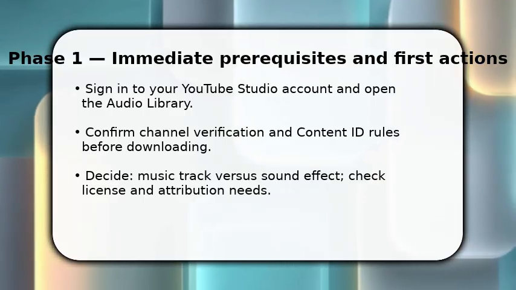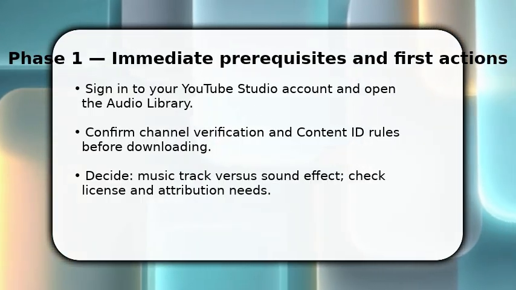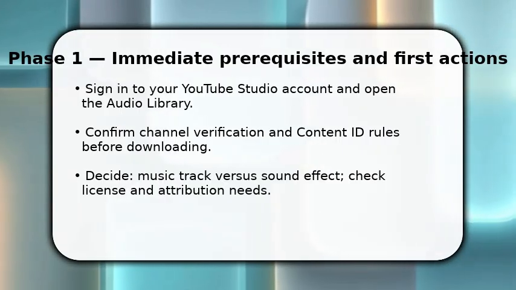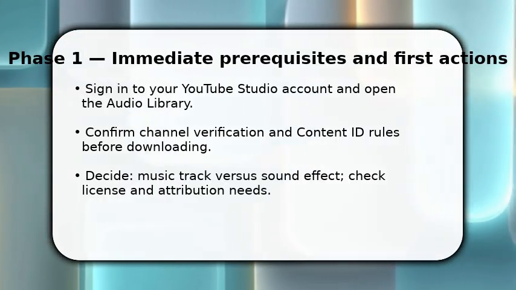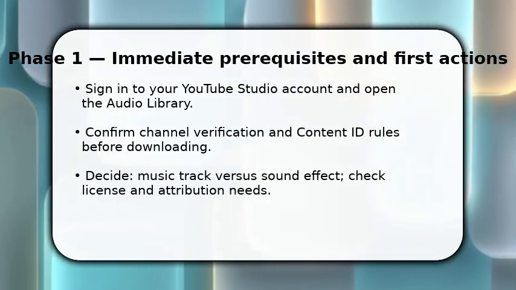You start by signing into YouTube Studio, go straight to the audio library. Once there, make sure your channel is verified and eligible. This matters for content ID and reuse. Next, choose whether you need a music track or a sound effect because they have different formats and licensing.